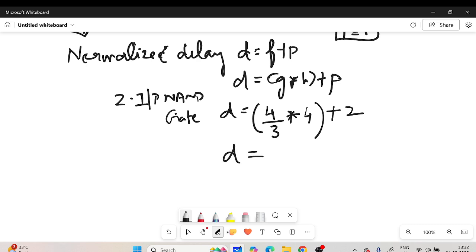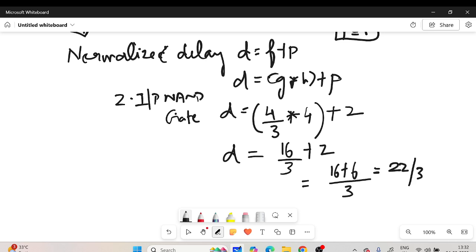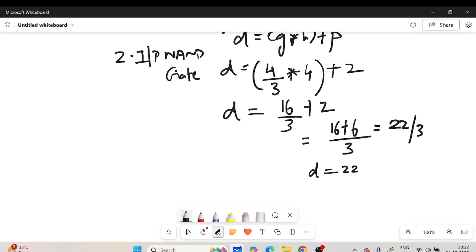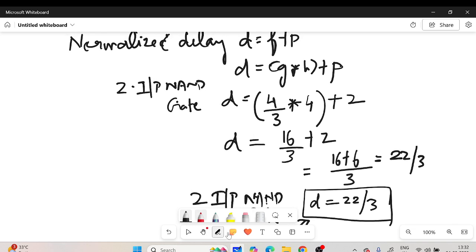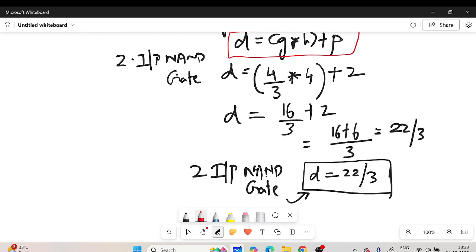Now, when I compute this delay, it will be 16 by 3 plus 2, and if you take an LCM, the denominator is 3. So, it results in 16 plus 6 that results in 22 by 3. So when I compute the normalized delay using a linear model for a two input NAND gate, the resultant linear delay model produces a delay of D is equal to 22 by 3. So this is how you need to compute the linear delay model for any kind of gate that is being asked in the question. So you have to just remember this one formula alone, that is D is equal to F plus P, that results in D is equal to G into H plus P. So this formula needs to be remembered while you are computing these kind of linear delay models.